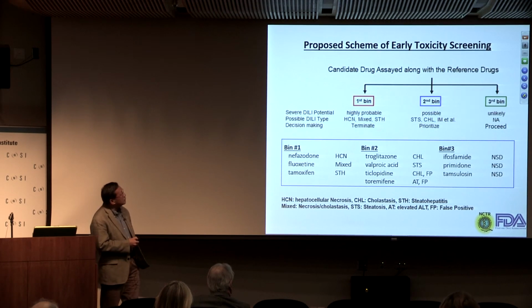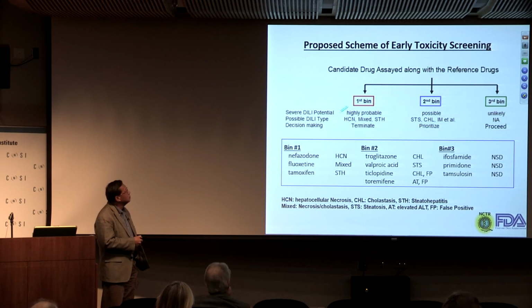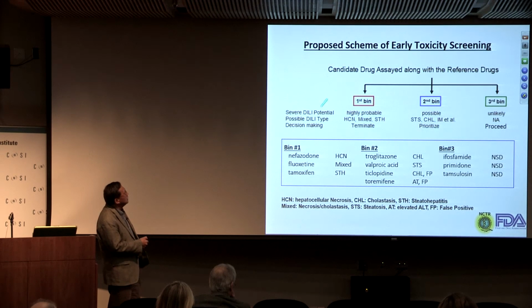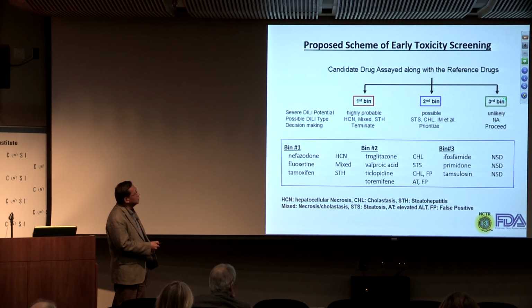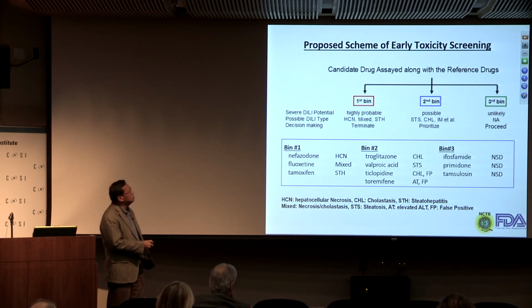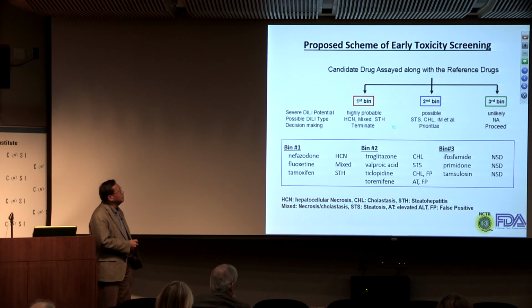So what we propose is that if you have a candidate drug assay along with the reference drugs, and the ROS-ATP run value falls into this bin, it's usually an unlikely DILI drug, and you can proceed to further development. But the second bin is possibly involved in some DILI type, so you need to prioritize. But the first bin is highly probable, so you can consider terminating the drug development.